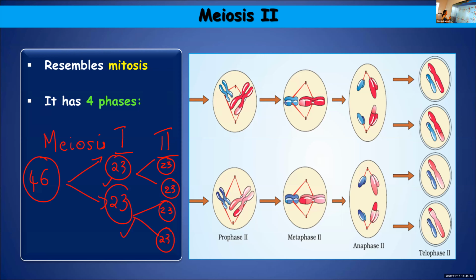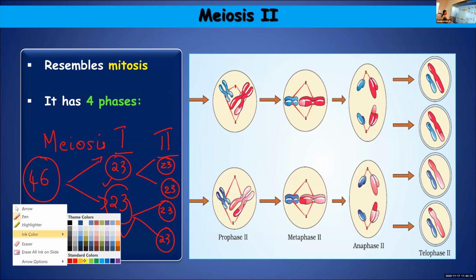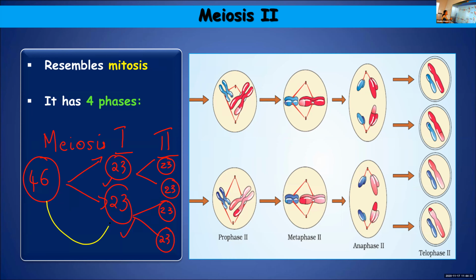Here in meiotic 1, reductional division took place. The 46 chromosomes got changed to 23 chromosomes in the first phase, whereas in the second phase, the chromosome number remains the same in the daughter cells also. That is why we say it resembles mitosis. Any doubt? Any doubt?